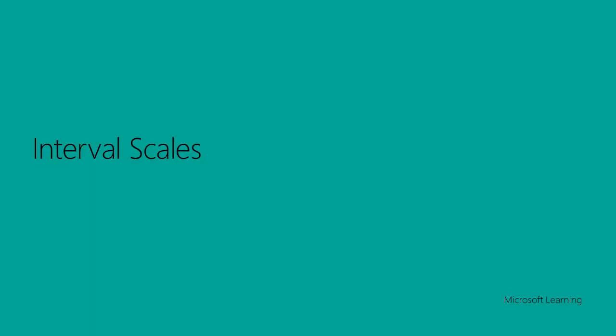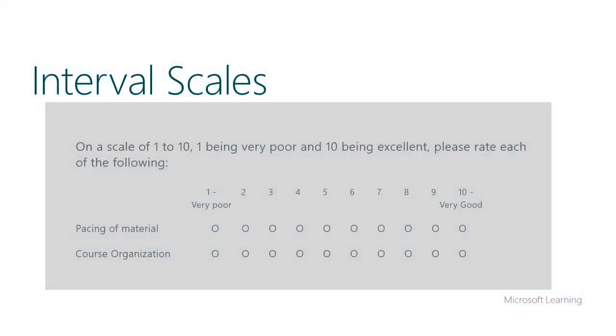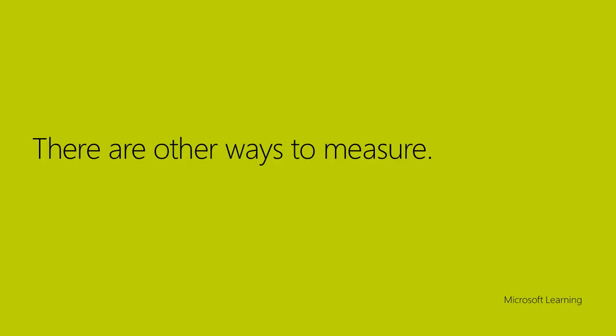Now, interval scales are very similar to ordinal scales, with one key difference in that they can both be ordered and ranked. The major difference, as you can see here, is that the distance between each interval is clearly marked or quantifiable. We have a very clear scale here of 1 to 10, where 1 is very poor and 10 is very good or excellent. And that's really the clear difference between the interval scale and the ordinal scale.